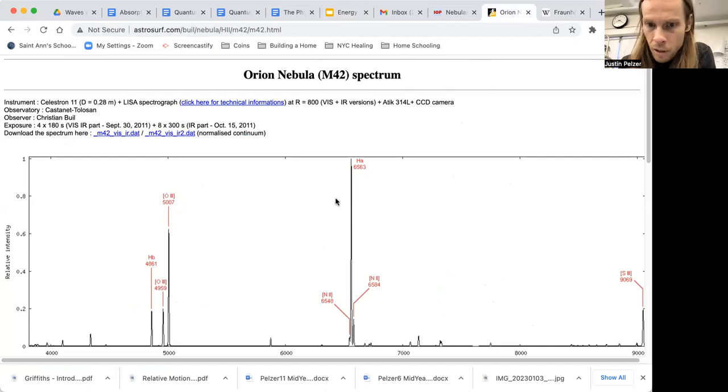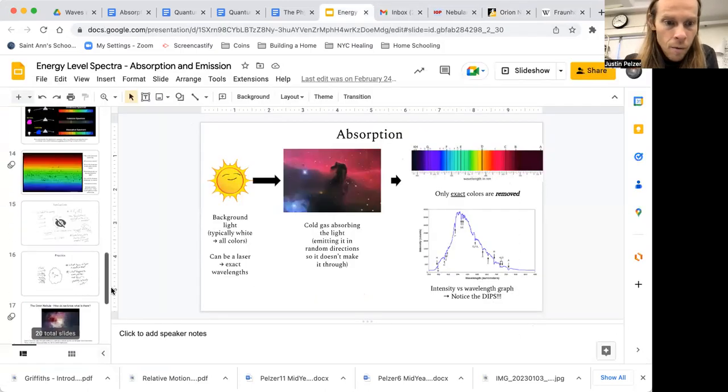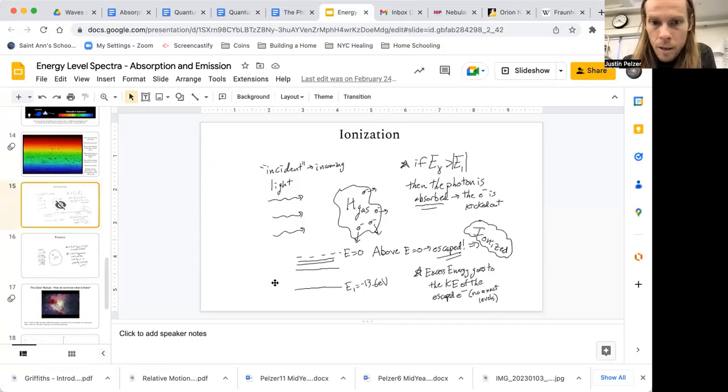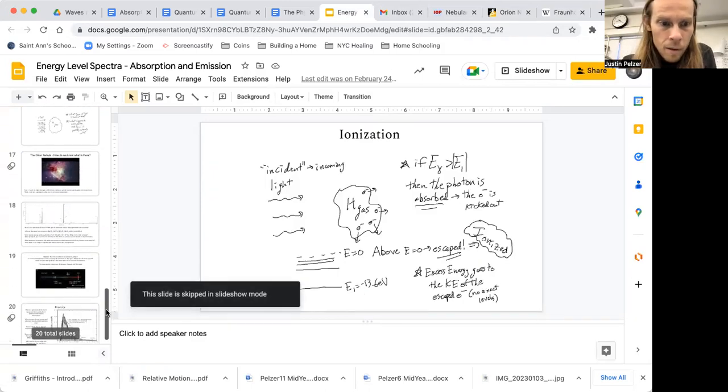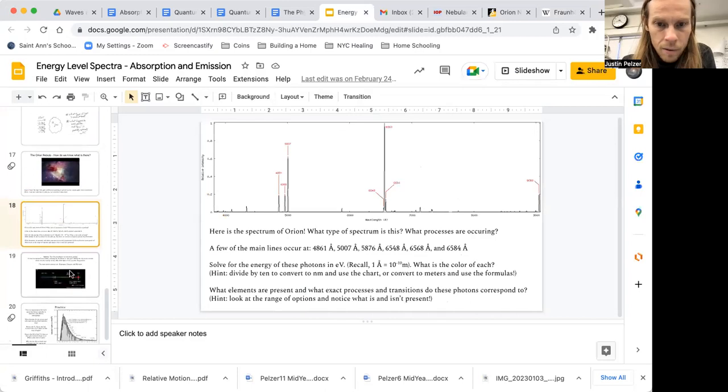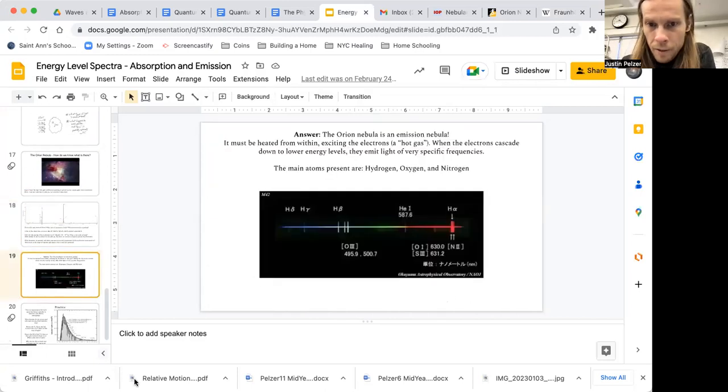Oh, here's the Orion emission spectrum. We got some oxygen there, nitrogen, et cetera. There we go, right? That's it. Look at that. It's fun. We can see what the universe is made of just by looking at the light. I hope that made sense. Absorption versus emission and calculating what the lines and the energies are.